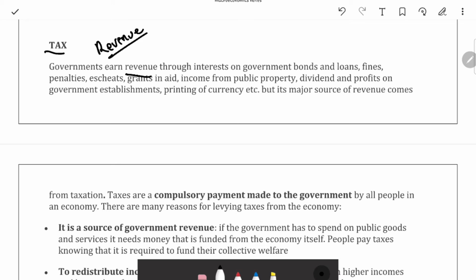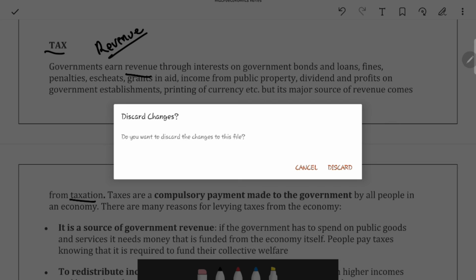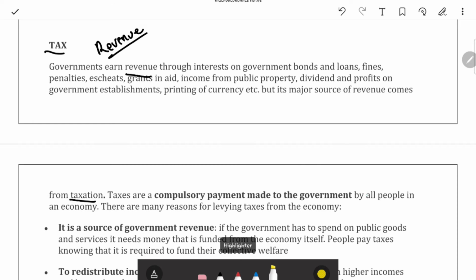Now there are other forms of revenue for the government, like we just mentioned, like loans, and when someone commits a crime, the penalties they have to pay. Those are all revenue for the government. But the main revenue is tax. The major source of revenue comes from taxation. Taxation is simply a compulsory payment that is made to the government by all people. That's the keyword right here, by all people, in the economy.